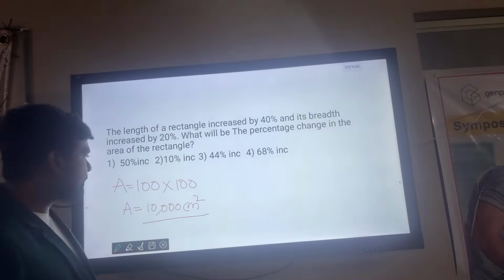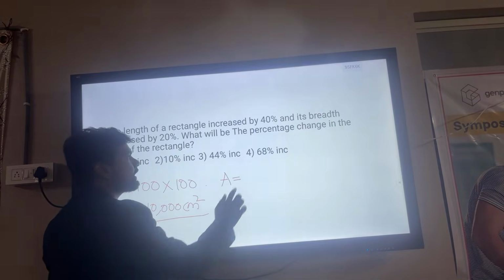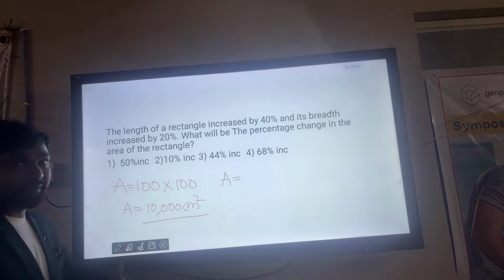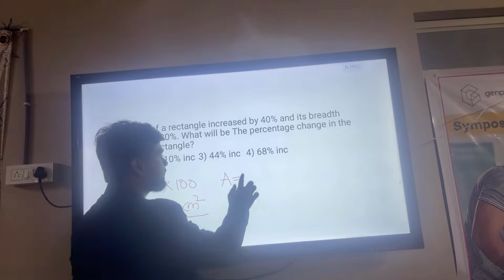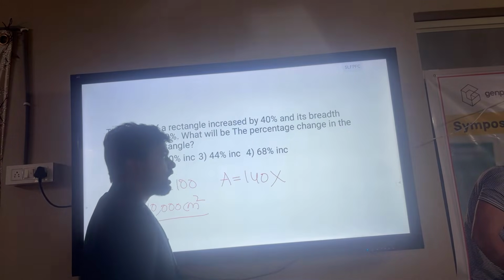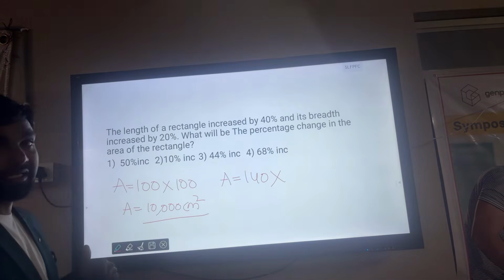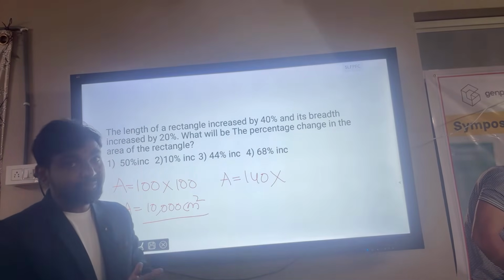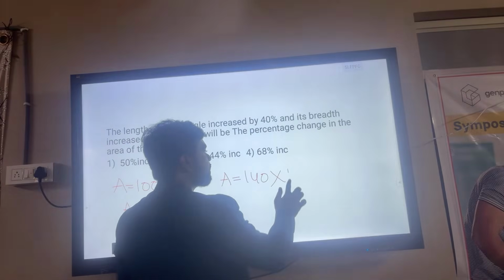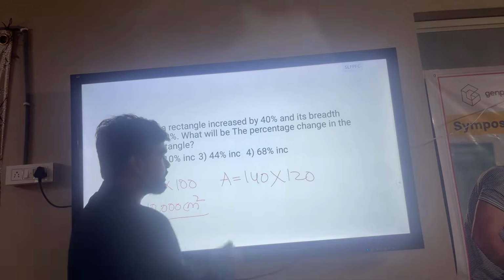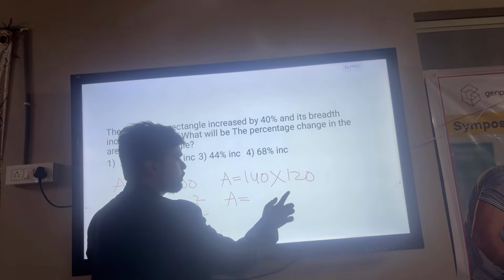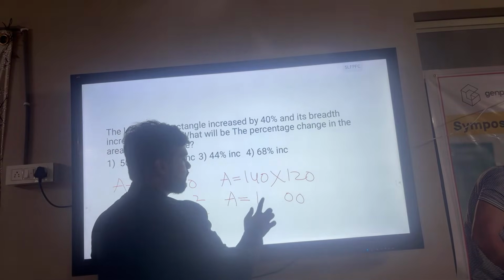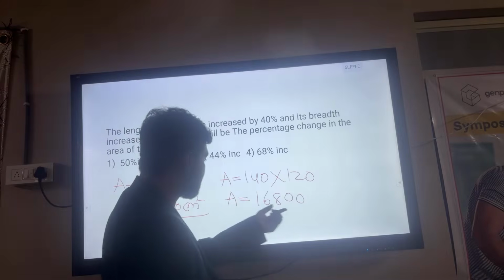In the next case, what happened? Length increased by 40%. Actual length was 100. 40% increase means 100 plus 40, nothing but 140. And the breadth is increased by 20%. Breadth actually 100, 20% increased, so 100 plus 20, totally 120. What is the new area? 2 zeros are there. 14 into 12 is nothing but 140 plus 28, 168. This is the new area. This is the old area.